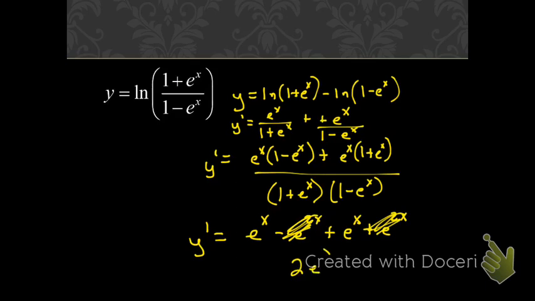2 e to the x's over, I bet we can FOIL in the denominator. 1, what happens to my outer and inner? They cancel. And e to the x times negative e to the x would be negative e to the 2x. Cool. Okay? That's probably the answer. Let's see. Now I'm going to lose the screen, so we ready?